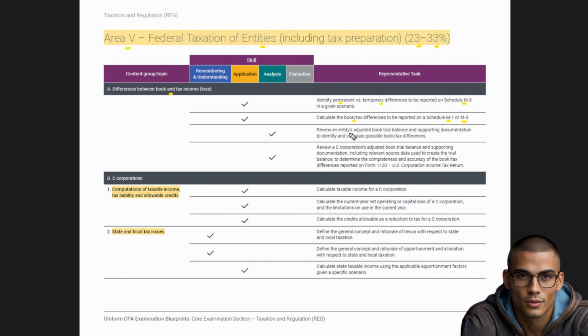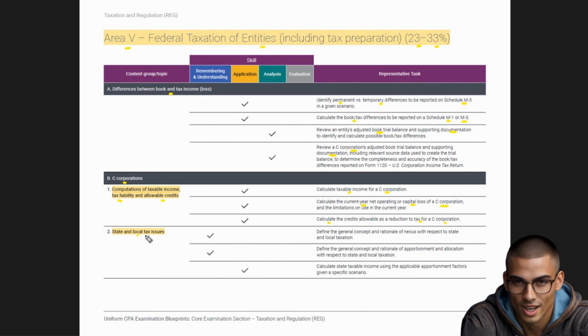You'll need to be able to review an entity's adjusted book trial balance and supporting documentation. And you'll need to review a C corporation's adjusted book trial balance and supporting documentation. So for C corporations, we have computation of taxable income, tax liability, and allowable credits. Here you'll need to calculate taxable income for a C corporation. You'll need to calculate the current year net operating or capital loss for a C corporation and the limitations. You'll need to be able to calculate the credits allowed as a reduction to tax for a C corporation.